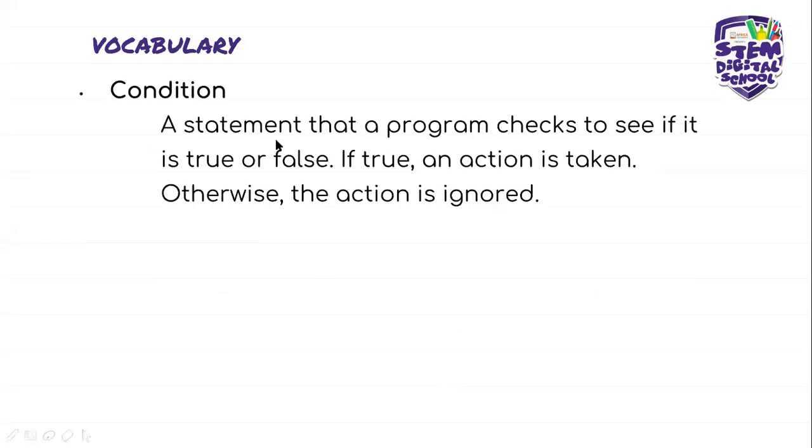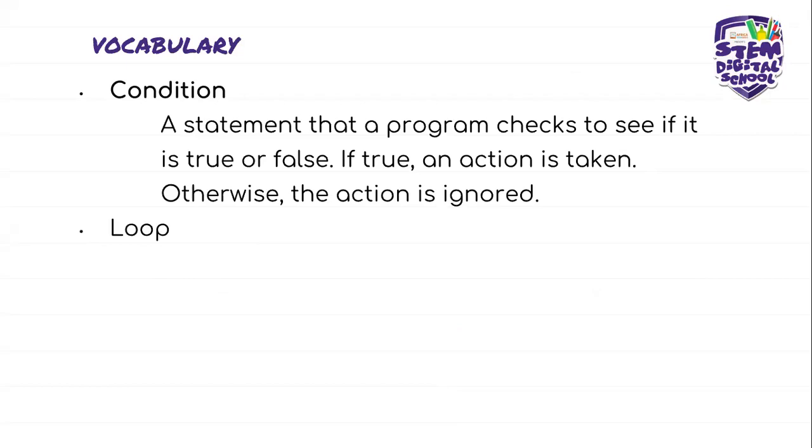A condition. Those are the ones that we just saw in our objectives. What is a condition? A condition is a statement that a program checks to see if it is true or false. If it is true, an action is taken, otherwise it is ignored.